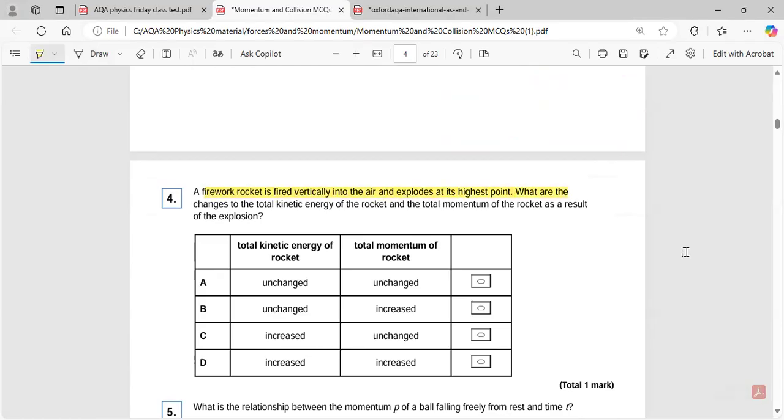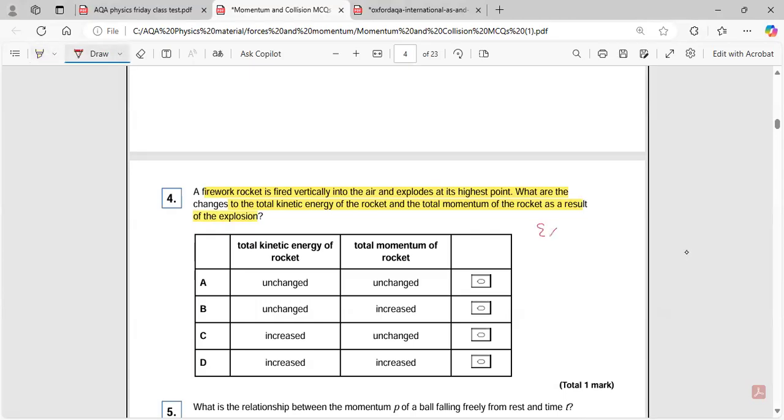Okay, next: a firework rocket is fired vertically into the air and explodes at the highest point. What are the changes to the total kinetic energy of the rocket and the total momentum of the rocket as a result of this explosion? So when the rocket explodes, this is actually the explosion case. Let's say if this is mass m and it exploded in two parts, this is M1, this is M2. So the two parts move in opposite directions for sure. Why? Because momentum is always conserved.